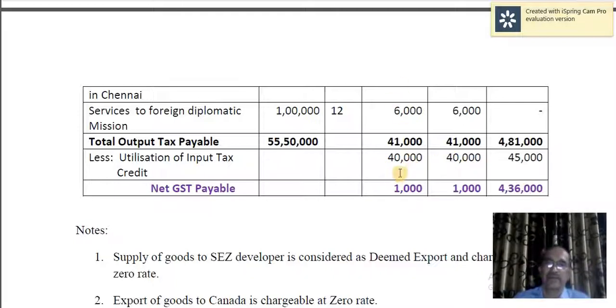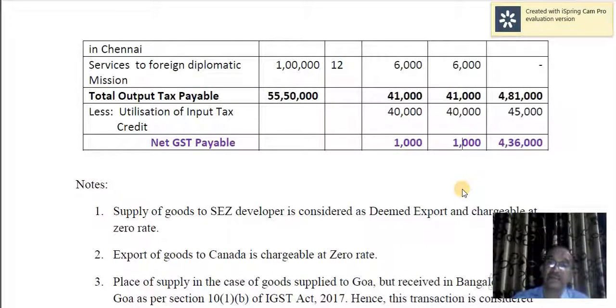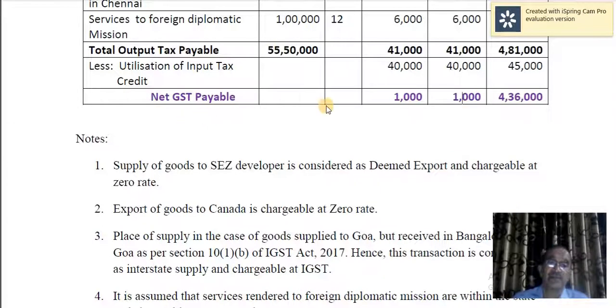Otherwise, okay, we'll see the position in the case of CGST. So 41,000 is the output tax. Input tax of CGST is 40,000. So if you set off, only 1,000 remains. This is payable. And then here 41,000 is the output tax, whereas input tax credit is 40,000. So 1,000 is the SGST tax payable. So thus in this case all the three taxes are payable, that is CGST, SGST and IGST.